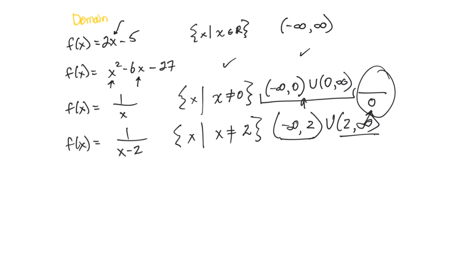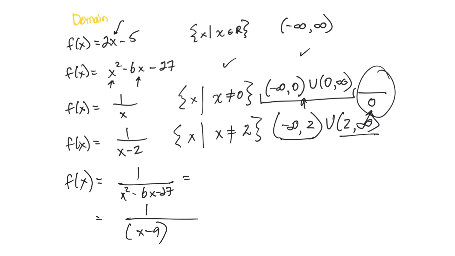They can also do one like this, where they'd say 1 over, maybe I'll do that one, x squared minus 6x minus 27. So they say, what's the domain? Well, that one's a little harder to identify what values of x. So what you could do is factor that. If I factor that, it'd be x minus 9, x plus 3, I think.